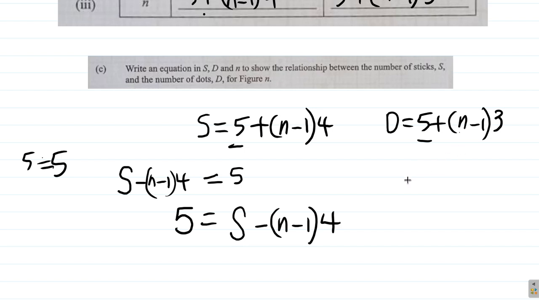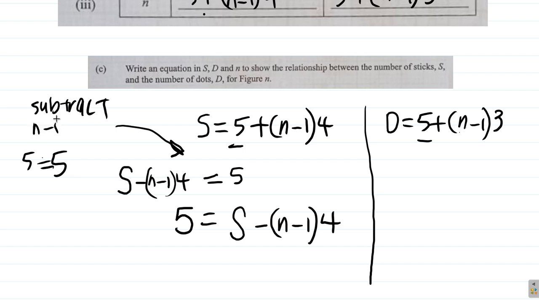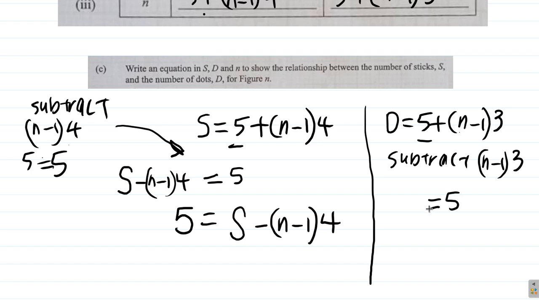What will happen over here now? Let me draw a line to separate them. We're going to subtract this. Alright, so let me just write it here. What we do here is subtract (N minus 1) by 4. And you know it's done on both sides. What we're going to do here now is subtract (N minus 1) by 3. And of course, you subtract it from both sides. Alright? So, if you do that, it would minus itself on the right. Alright? And then you have 5 is equal to, on the left you have D minus (N minus 1) by 3.